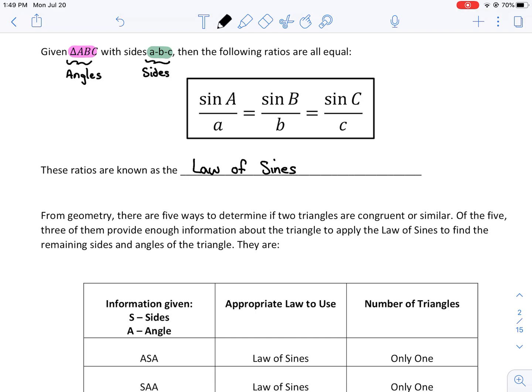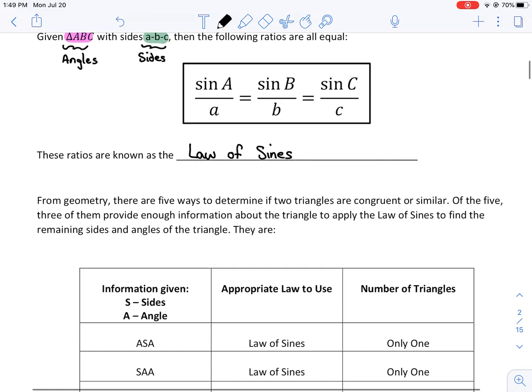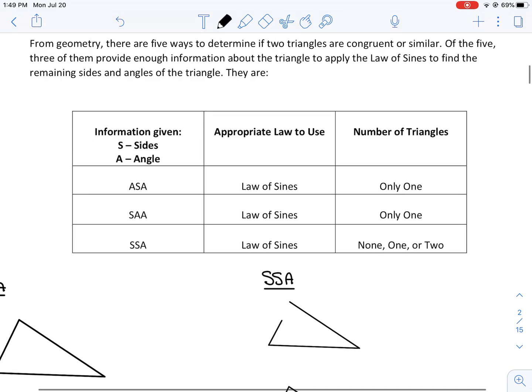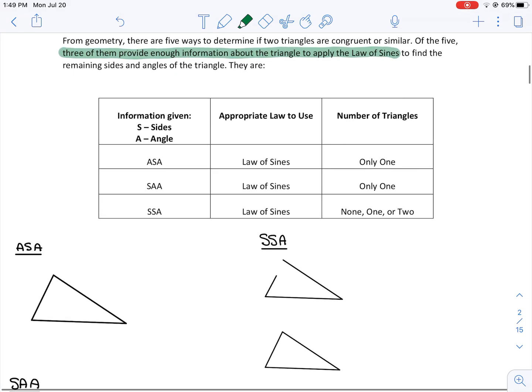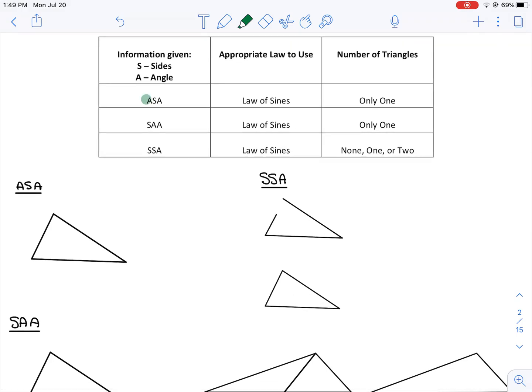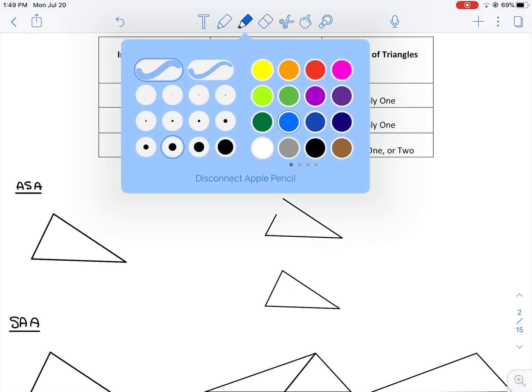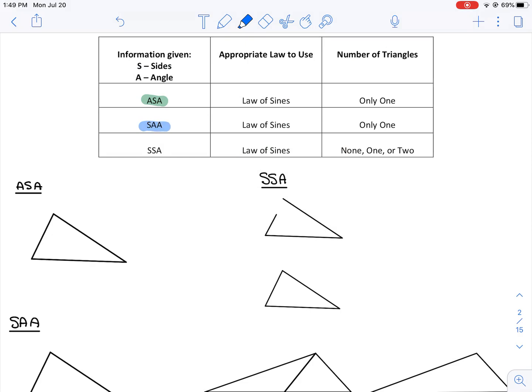So what information about any triangle is needed to be able to apply the law of sines? Well, from geometry, there are 5 ways to determine if two triangles are congruent or similar. Of the 5, 3 of them provide enough information about the triangle to apply the law of sines. And they are angle, side, angle, angle, angle, side, and side, side, angle.